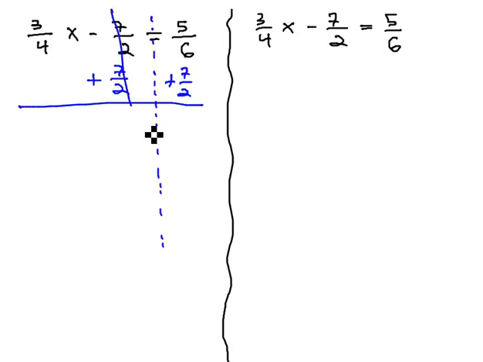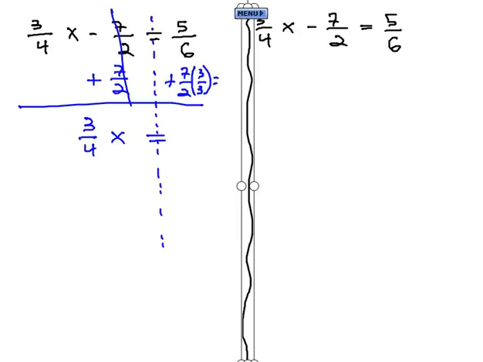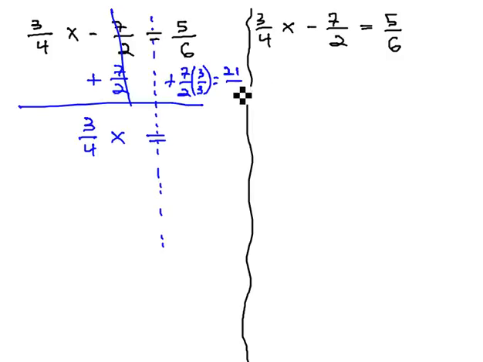The positive and negative 7 halves will subtract out to 0, leaving just 3/4 of x equal to, and here's where the problem might get tricky, as we get a common denominator by multiplying the first fraction by 3 over 3, which will give us 21 over 6. And so what we're really adding is 5/6 plus 21/6, and that's going to give us 26/6. We can actually reduce the 26/6, so let's go ahead and do that by dividing by 2 to give us 13/3.